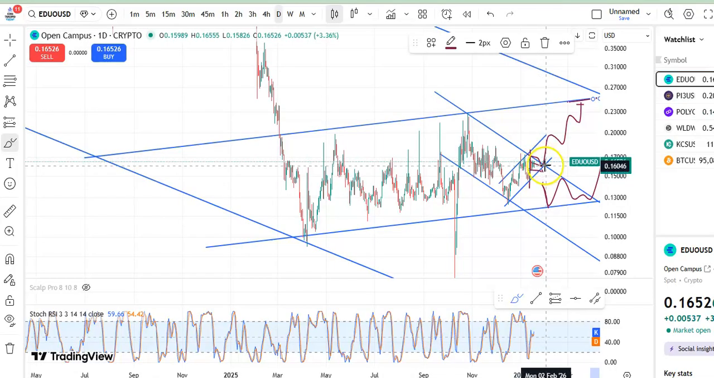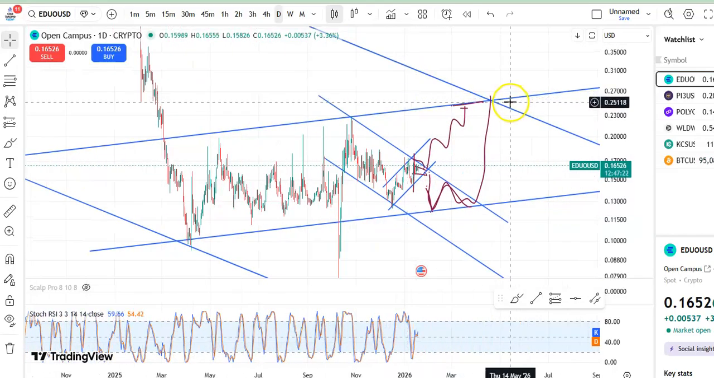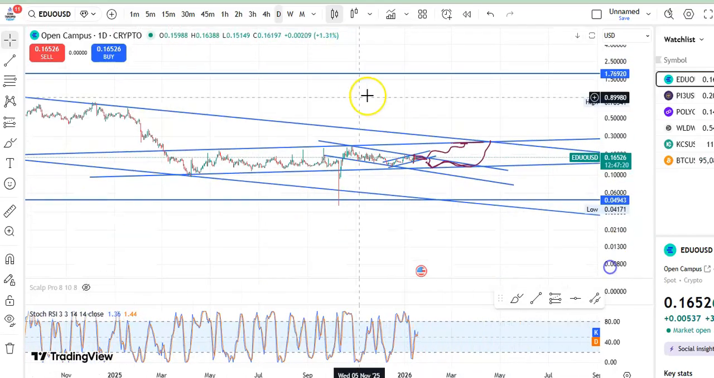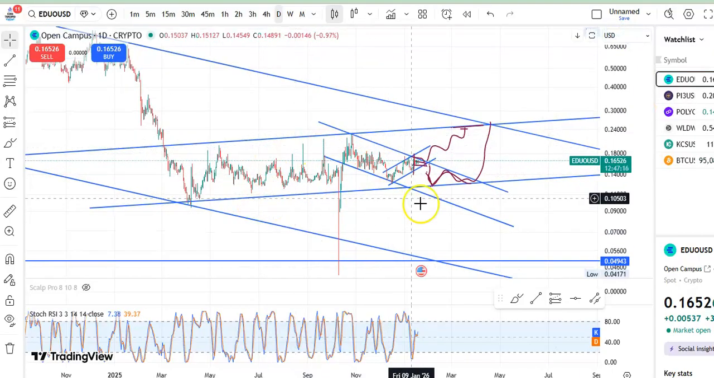If the breakout doesn't happen in the upward direction, then candles may fall to the support level, and from here it may go up, fall, and then finally if the breakout happens, candles may start moving towards this resistance level. So you can see this is the major support and resistance, and within this channel pattern only the candles are moving.